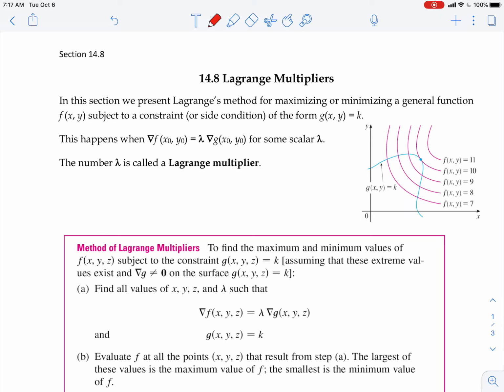Hi, hello, and welcome to another fantastic day of Calculus 3. What we're going to do today is talk about Lagrange multipliers.